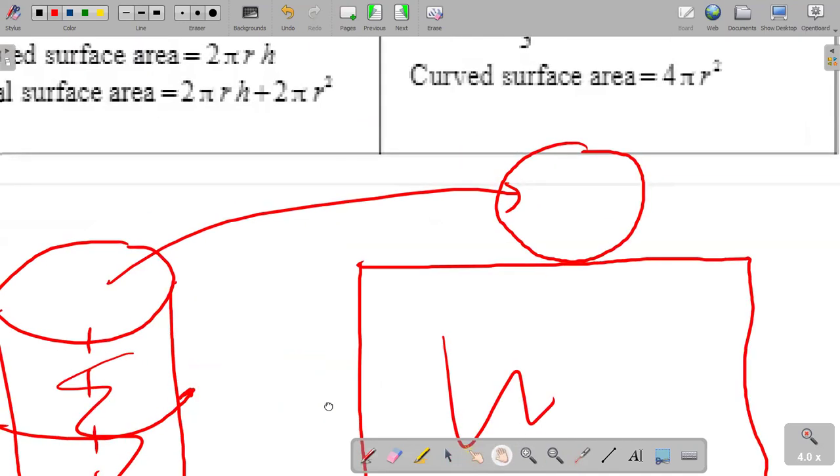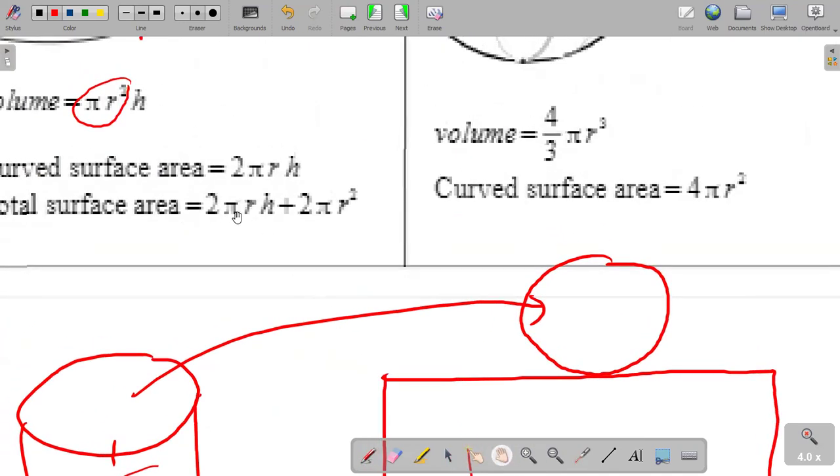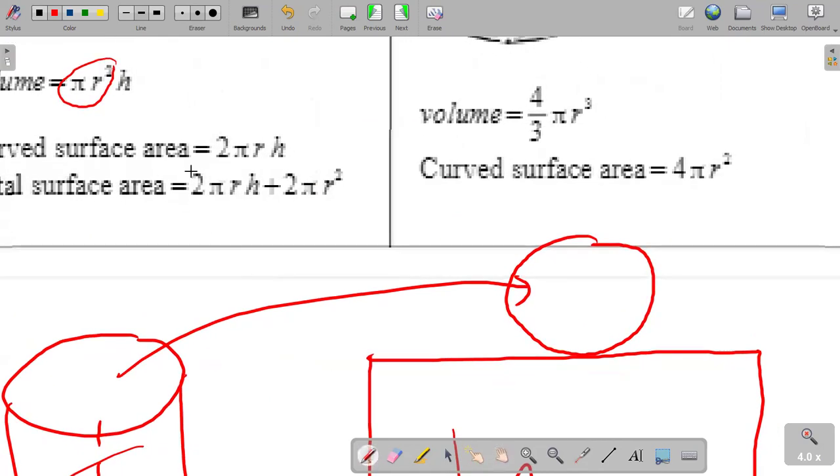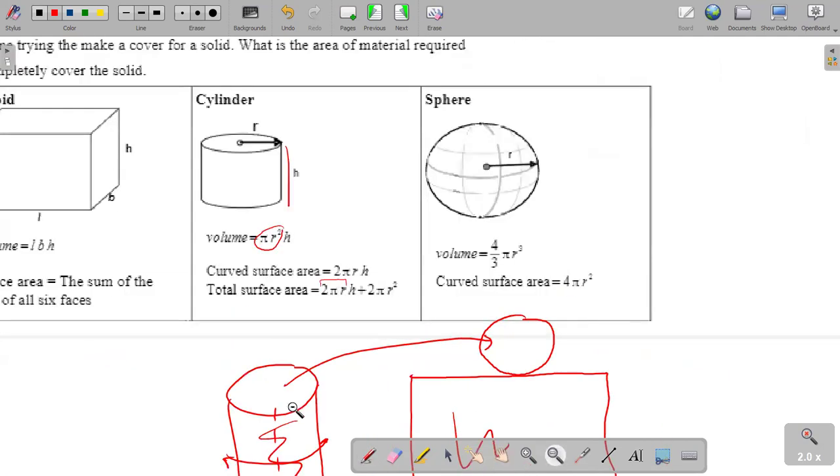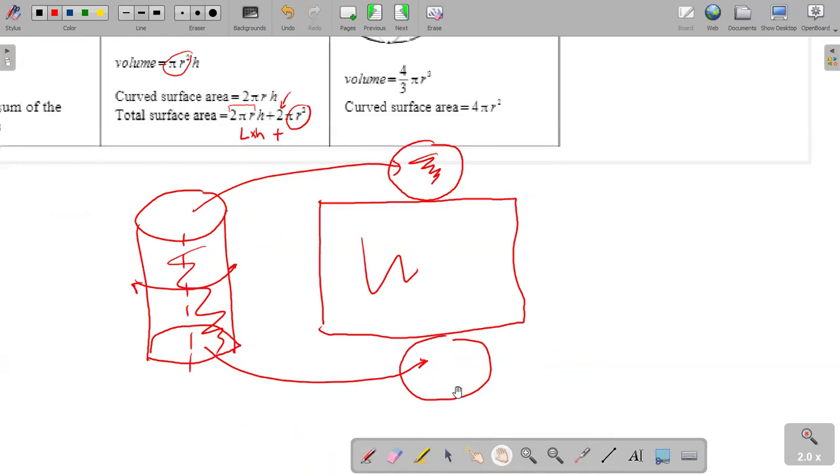So guess what they did? That's why they have 2 pi r h. Let me explain why. This part would represent the curved area, which is the circumference, which would end up becoming our length times our height, plus 2 pi r squared. And you should know pi r squared is the area of a circle. And how many circles do you have? 2 circles, the top and the bottom. Everybody with me?